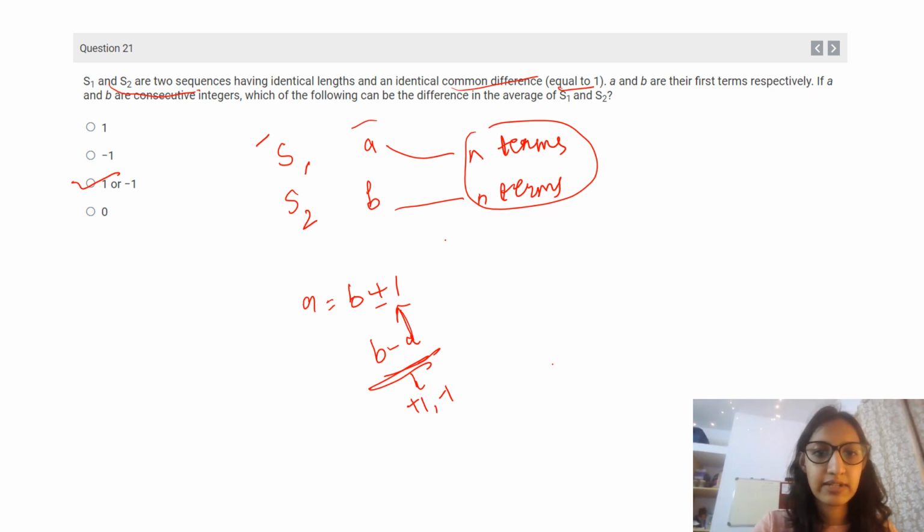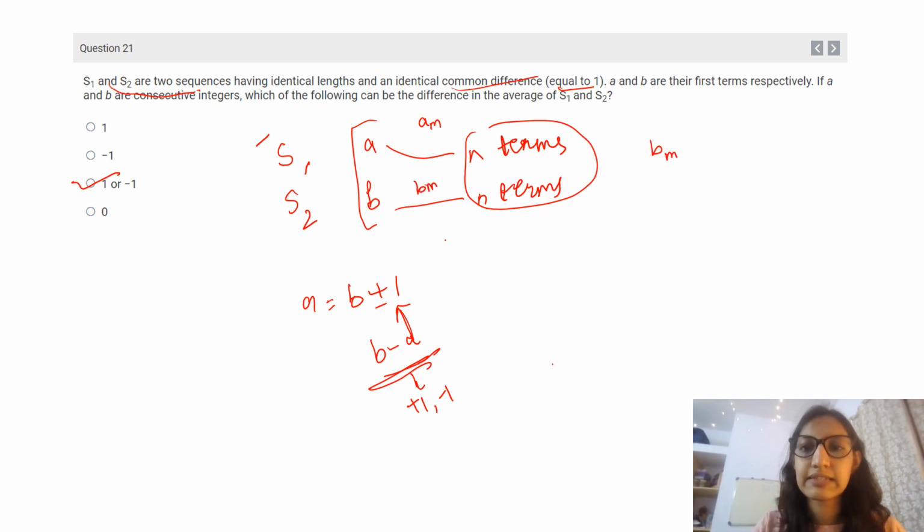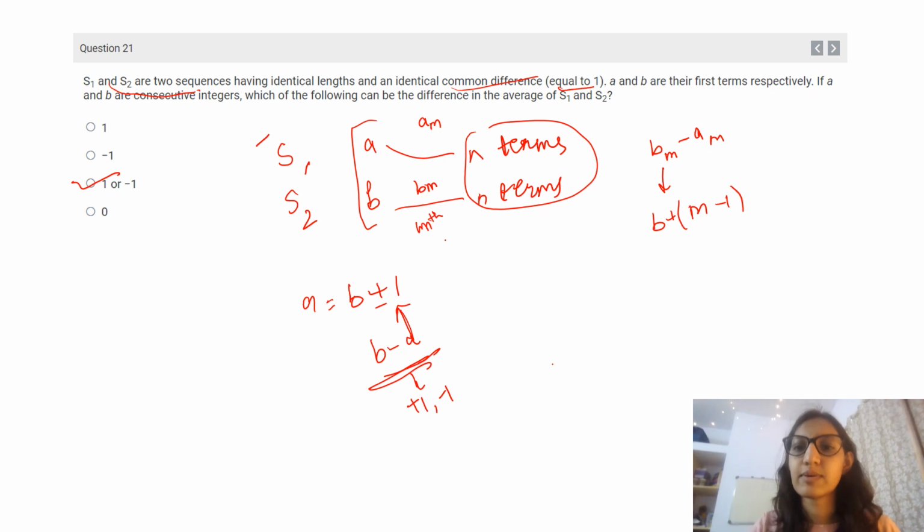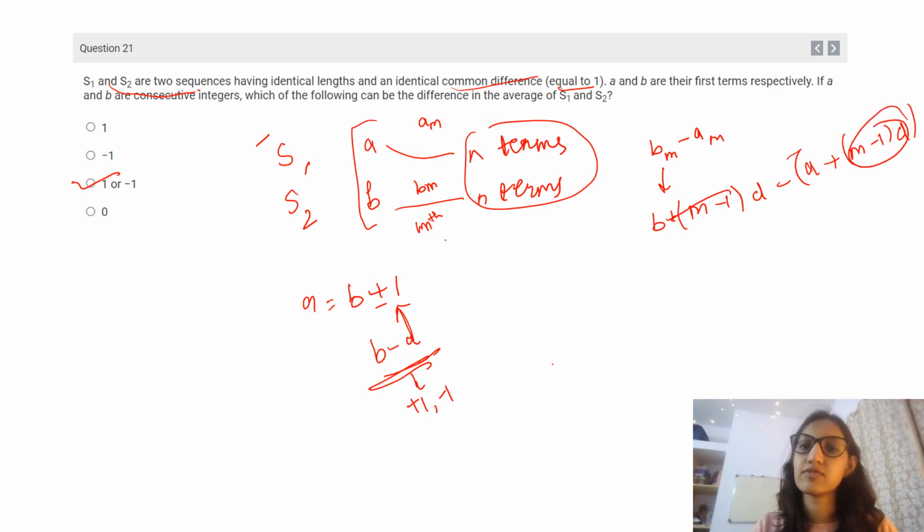Why I am assuming the difference, like let's assume AM and BM, so BM minus AM, if you will solve this, the average term would be, for example, the mth term, so B plus m minus 1 d minus A plus m minus 1 d, and since both of these are same, this should be equal to B minus A. That's why I have taken it.